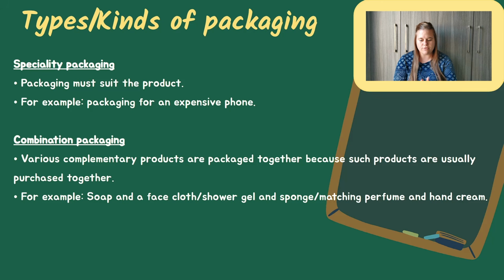So we have a few examples here. Soap and a face cloth. Shower gel and a sponge. Matching perfume and hand cream. Another nice example here, more for the sporty kids, is if you get a tennis racket, it comes with a container with tennis balls in it. Or if you're buying soccer shoes, it comes with shin guards as well.